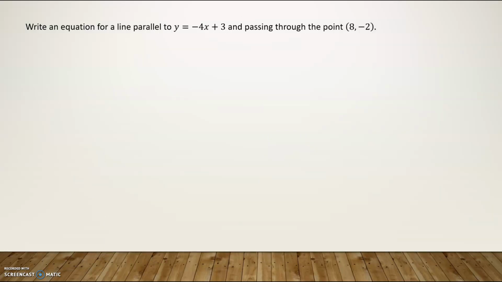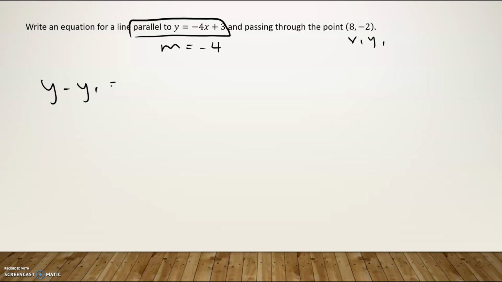Okay, now we're going to write an equation for a line parallel to y equals -4x plus 3 and passing through the point (8, -2). Okay, so we're going to be parallel to this line. So again, this is just telling you the slope. Parallel lines have the same slope, so our slope is -4. We'll say that this is x sub 1, y sub 1, and we'll use point slope formula again.